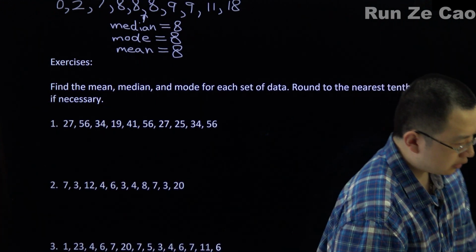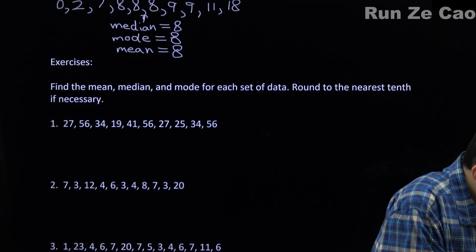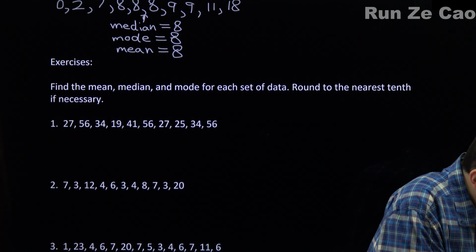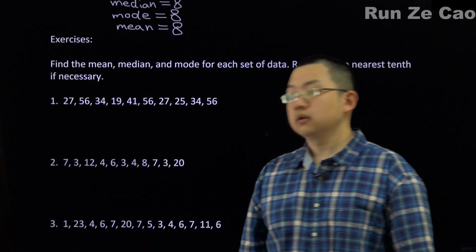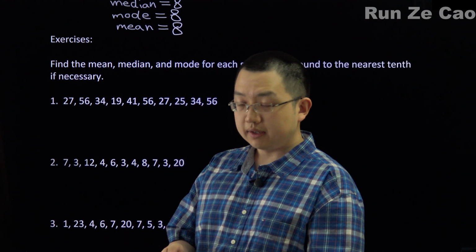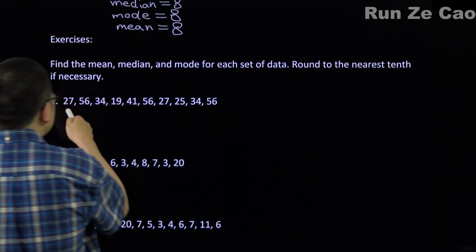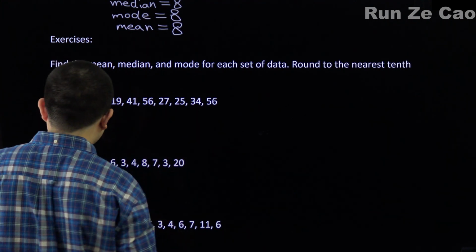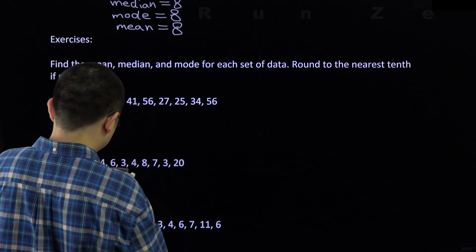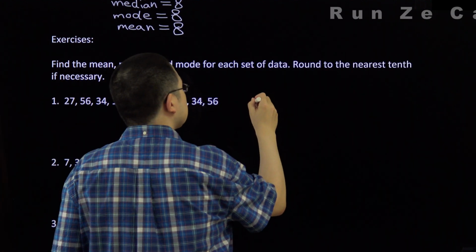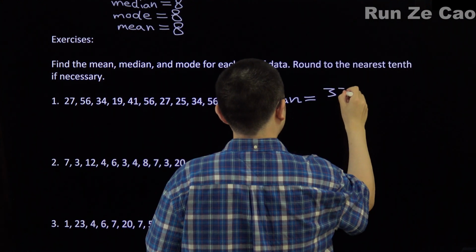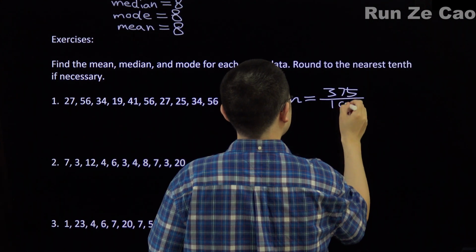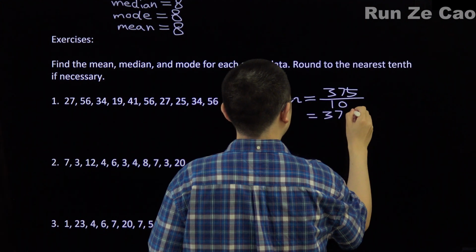Well, find the mean, median, and mode for each set of data, rounding to the nearest tenth if necessary. For the mean, you just add them up and then you divide by the number of items. Here, there's 1, 2, 3, 4, 5, 6, 7, 8, 9, 10 items. So 27 plus 56. Well, the mean is equal to 375 over 10, which is equal to 37.5.